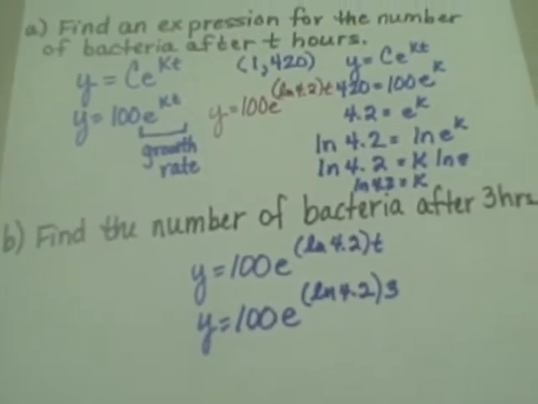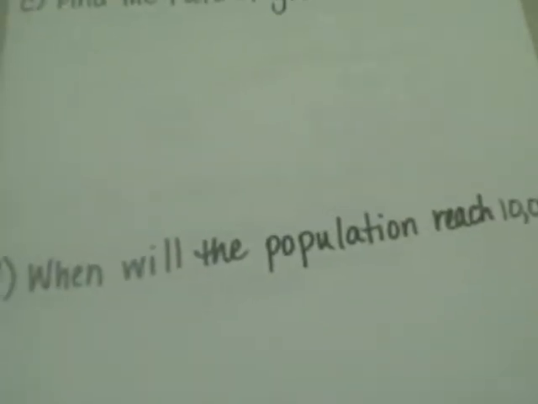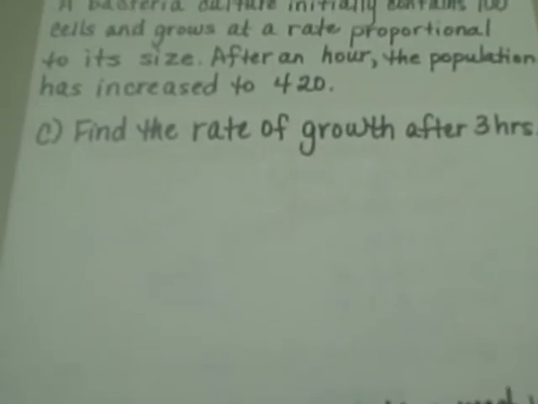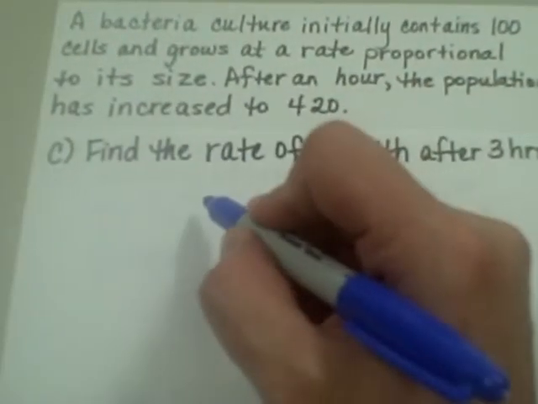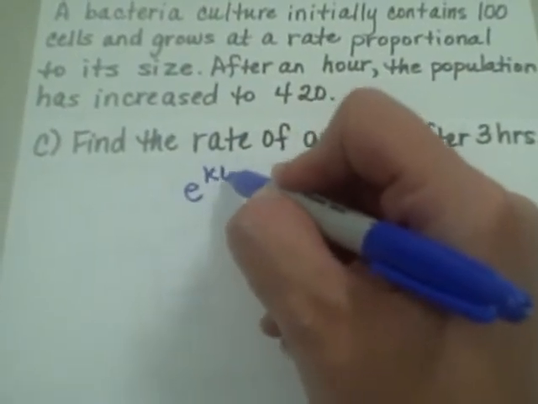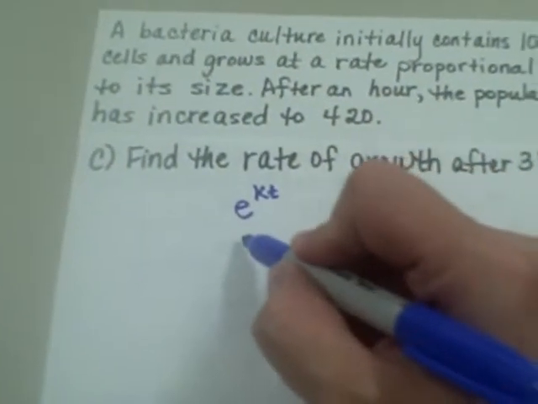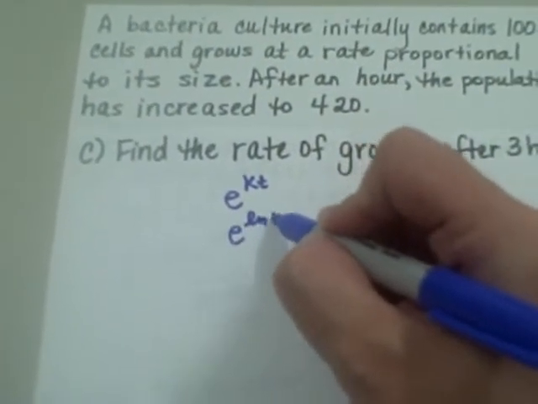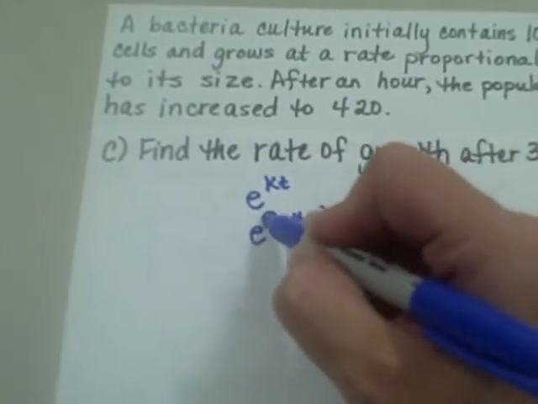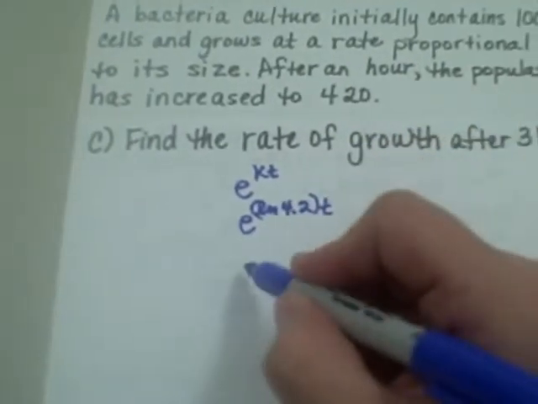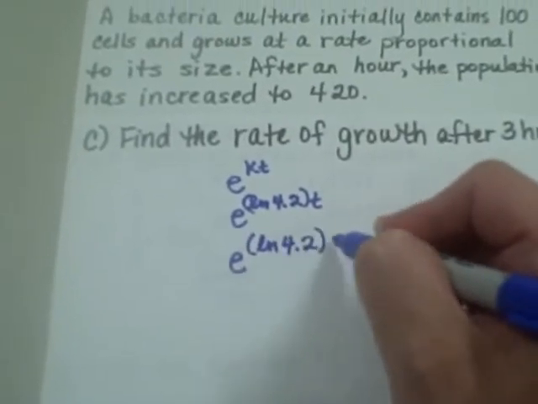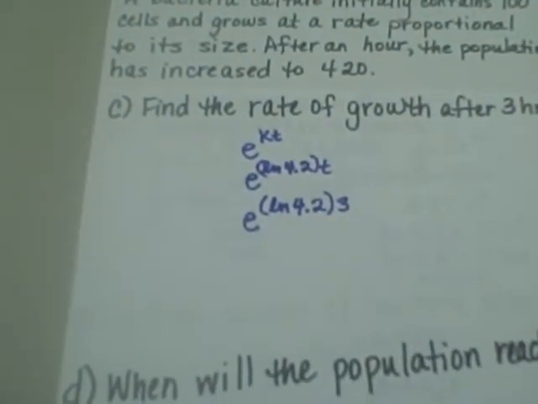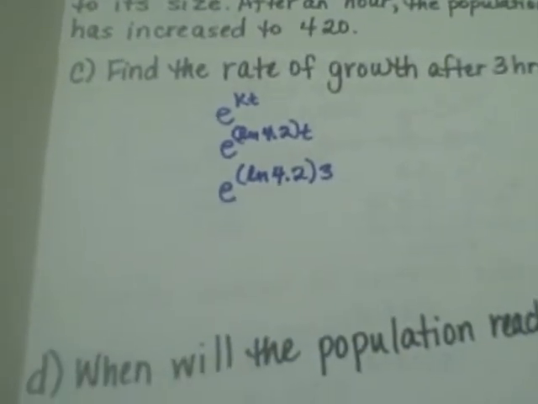Let's look at part C. Find the rate of growth after 3 hours. Now remember, e to the kt represented the rate of growth, and k was the ln of 4.2. So now you can plug in your 3 for t, and again plug into your calculator to find that decimal for the growth rate.